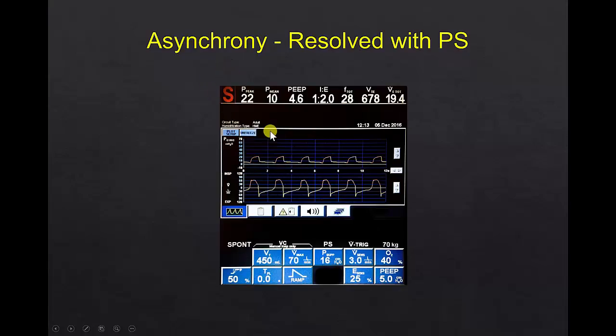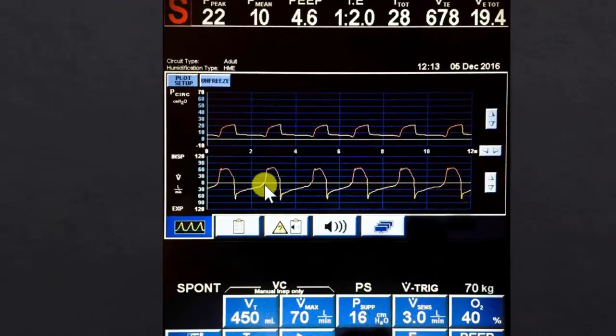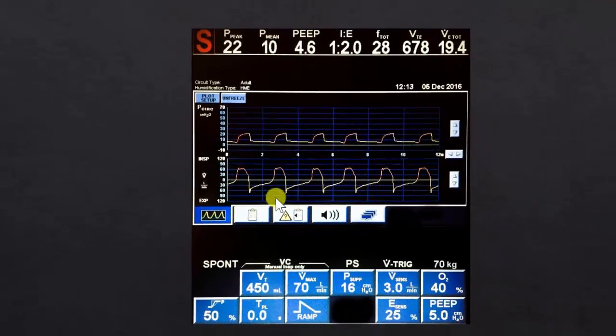So in this case, we tried placing the patient on pressure support. In pressure support, another mode I went over, the patient spontaneously initiates the breath with an effort, and the breath continues for the duration of the patient's effort. The patient determines their own flow requirements. It's not a setting on the ventilator.